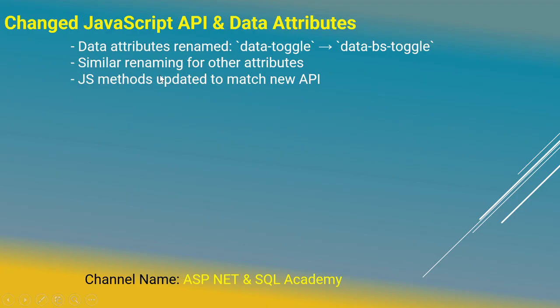In Bootstrap 5, data attributes for JavaScript plugins have changed from data-toggle to data-bs-toggle, among others. This means you will need to update your markup and scripts when migrating from v4.